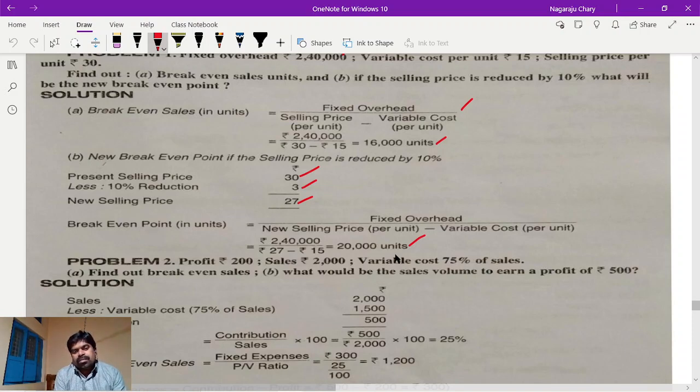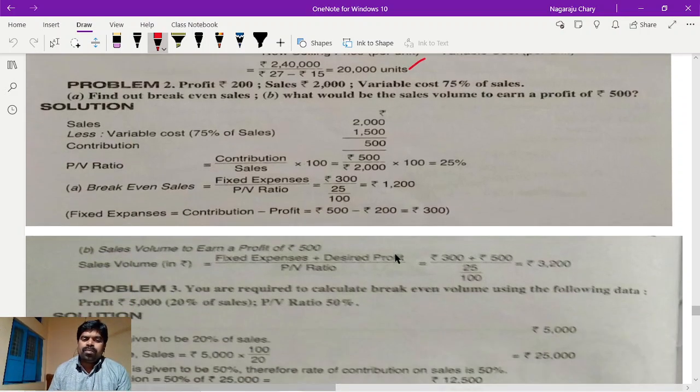So, in the earlier case, the firm has to reach 16,000 units to cover the total cost incurred in the production process. But if the selling price is reduced by 10%, in the second case, the firm has to reach 20,000 units. Okay, right? This is the application part. So we studied the theoretical part. Now we go for the second problem.